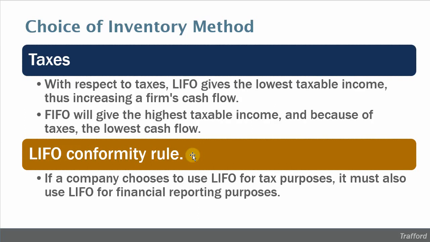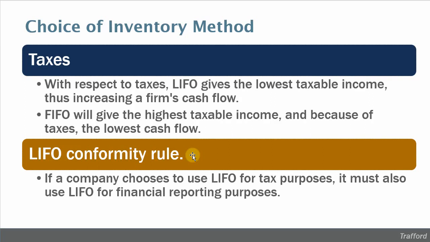Most companies use a nice, easy, straight line method for their financial statements, and they use an accelerated method of deducting depreciation for their tax return because they get the benefit of paying lower taxes earlier on. Well, the LIFO conformity rule is sort of an exception to that general option that if you have different rules available, you can pick and choose whatever you like.